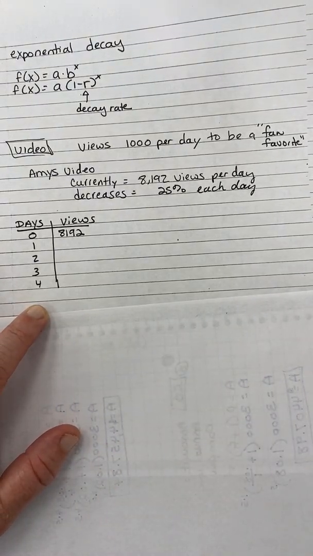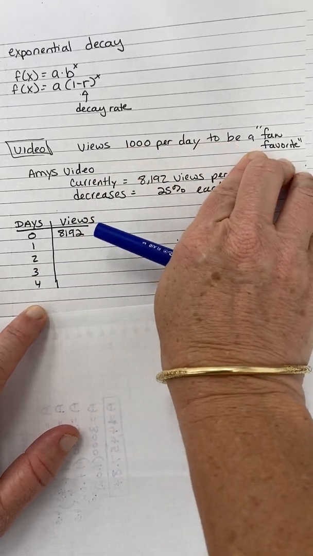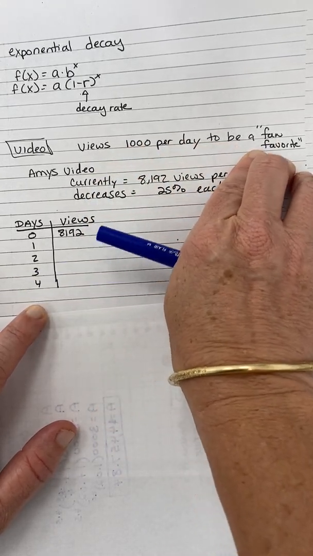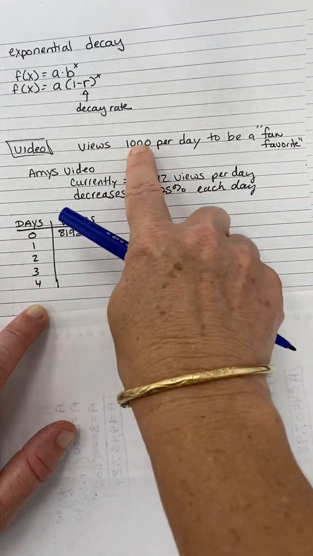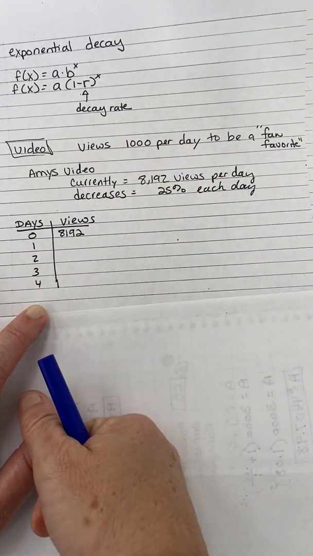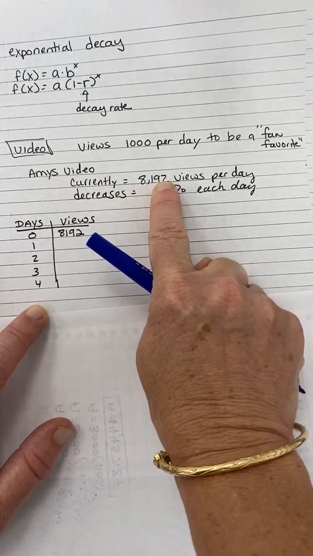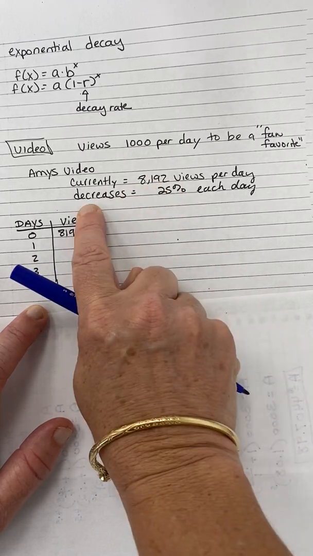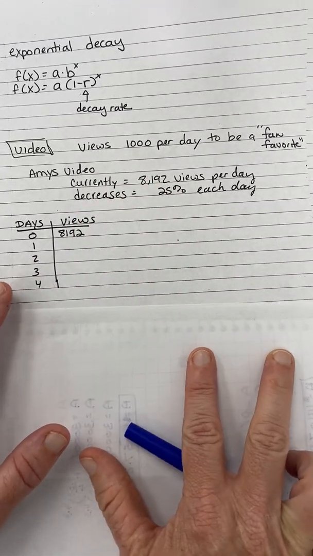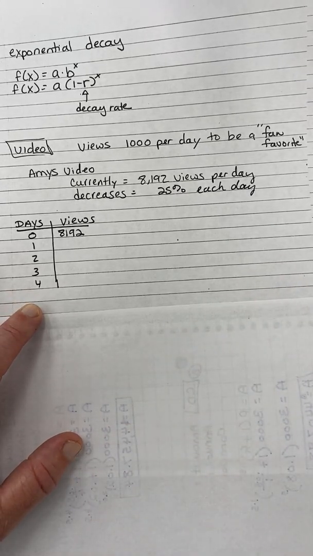Okay, so I have 1,000 views per day. Oh, you need 1,000 views per day to be a fan favorite. All right, so I produce a video and I'm going to be on this fan favorite list if I get 5,000 views a day. All right, Amy's video currently has 8,192 views. So it means right now she's a fan favorite, and it's going to decrease at 25%. And I think the question must have said, when does she stop being a fan favorite?